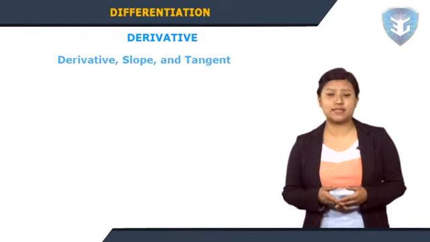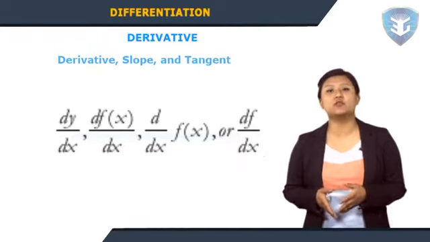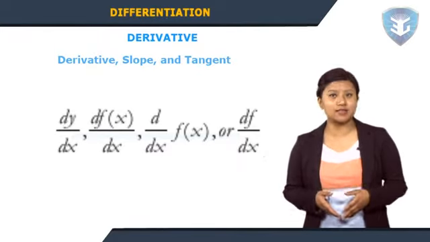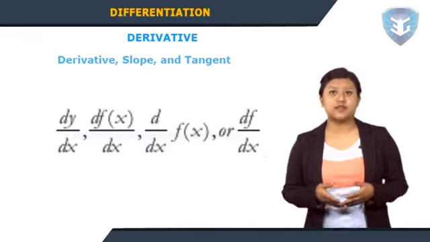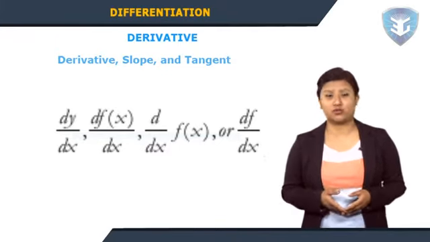Derivative, slope and tangent. Let y equal function of x and delta y equals function of x plus delta x minus function of x. Then the derivative of y with respect to x is signified as shown on the screen.